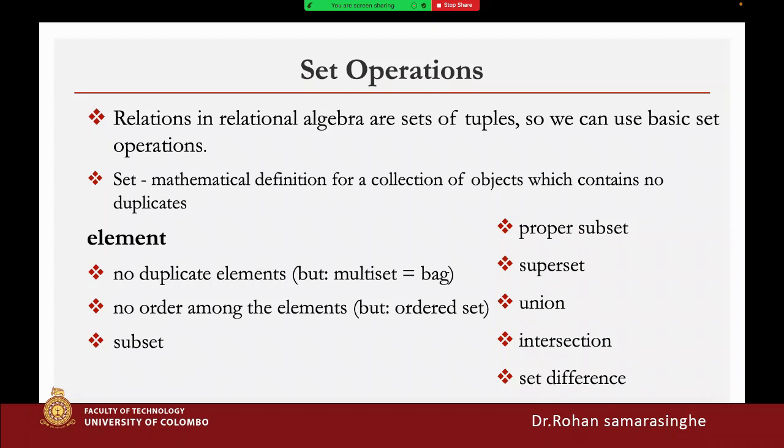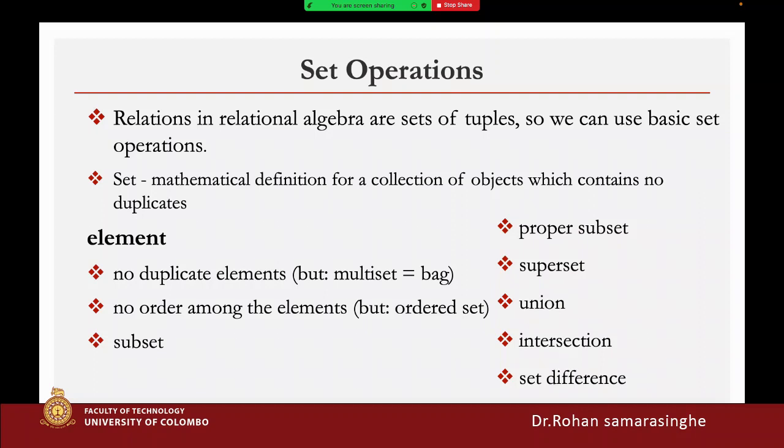In the schema refinement process, we use normalization to reduce the redundancy of the data. Redundancy of the data means the same data cannot be seen in two places in the database. So this is supported by the normalization: the mathematical notion of a collection of objects which contains no duplicates is supported by normalization.